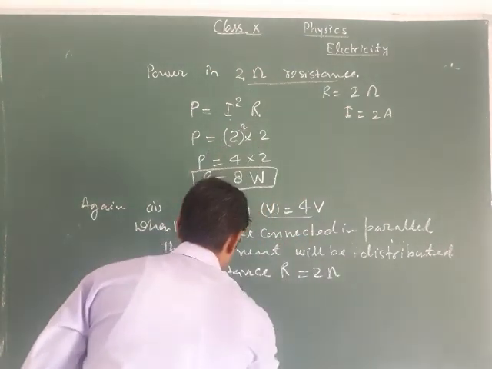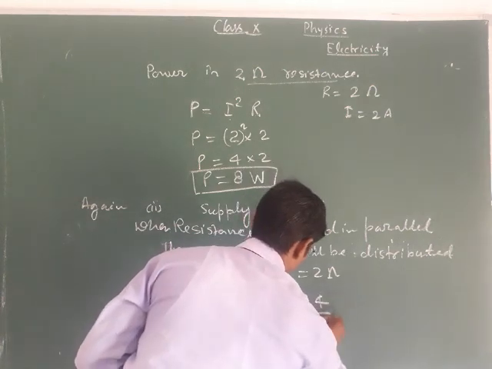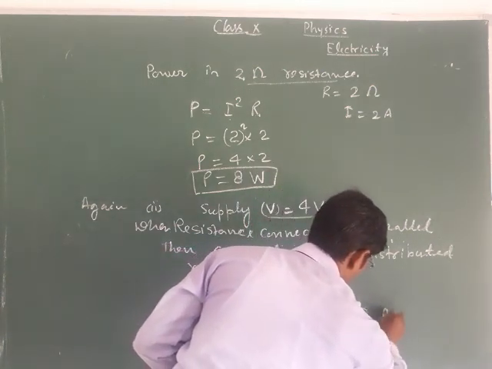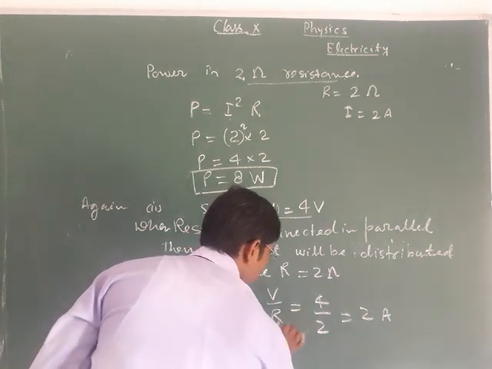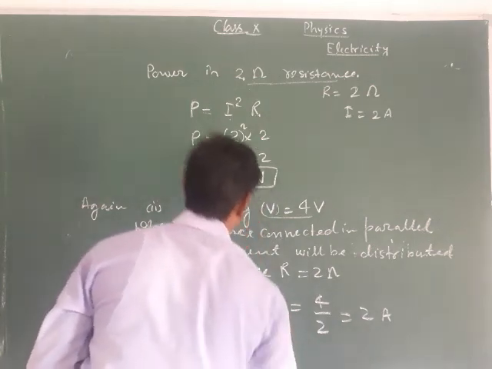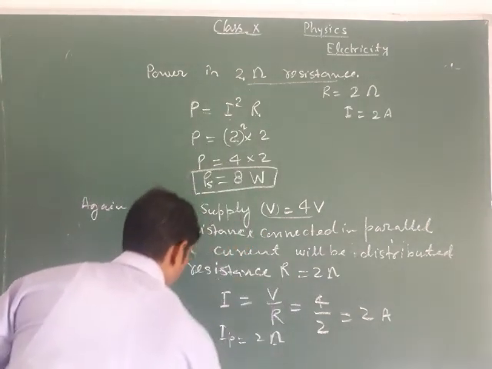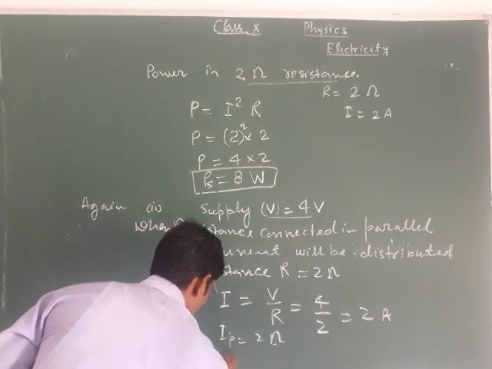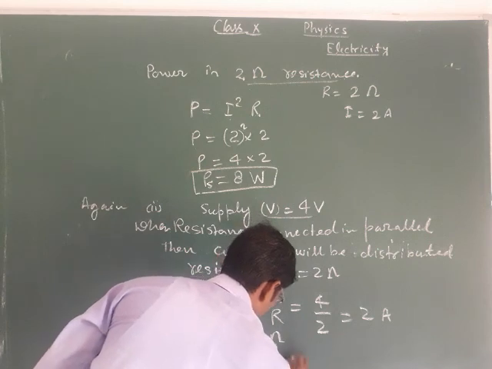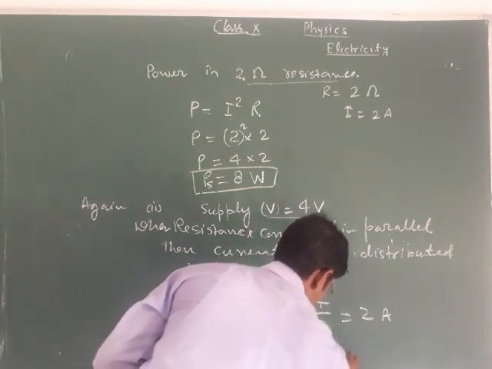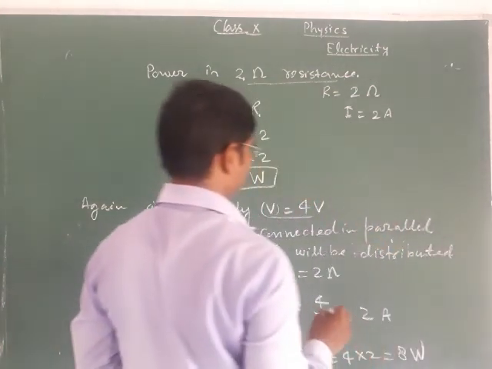So I is equal to V by R. So V is 4 upon R is 2, so this is 2 ampere. So I in parallel in the 2 ohm resistor. So this is 2 ohm. So Pp is equal to I square R. So 2 square into 2, this is 4 into 2, this is 8 watt.